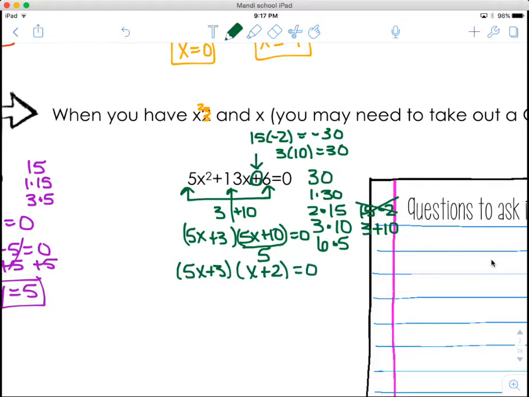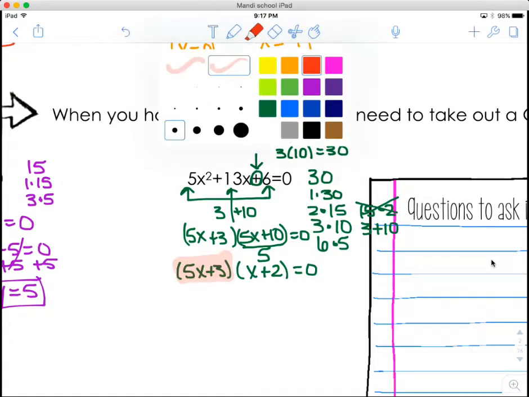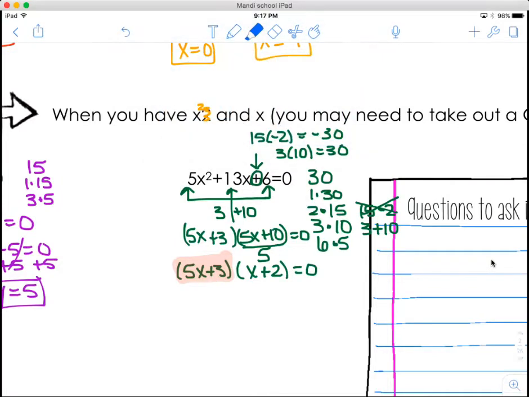Now we set both of these equal to 0. So when I say both of these, we have the first set of parentheses and we have the second set of parentheses. So 5x plus 3 equals 0 and x plus 2 equals 0. Both sets of parentheses equal to 0. Now you have to solve each one.